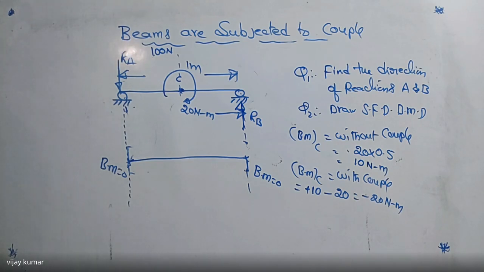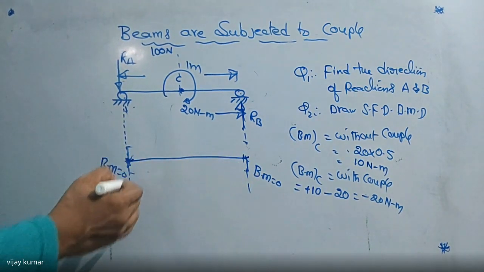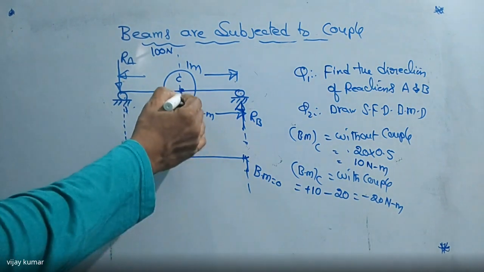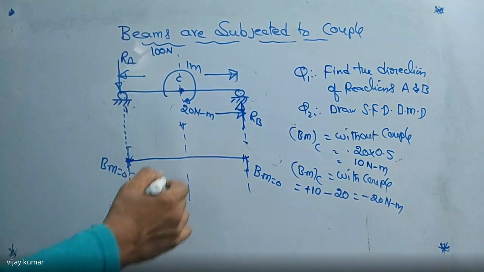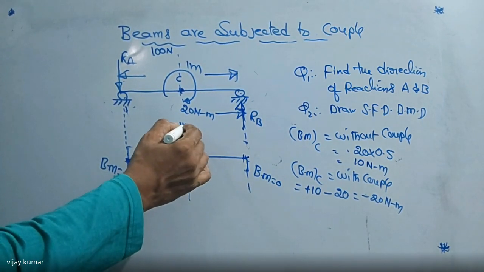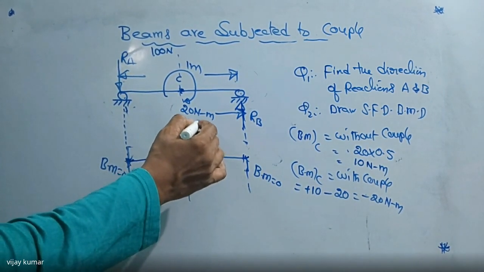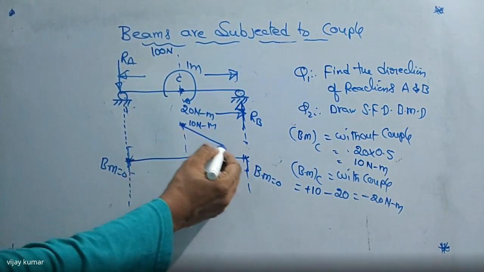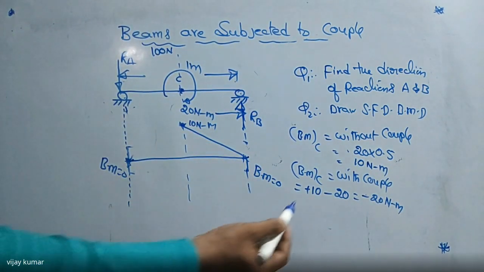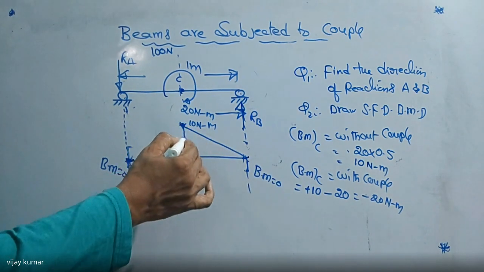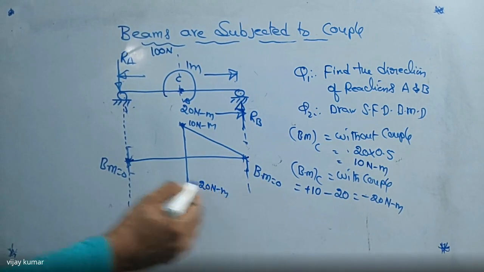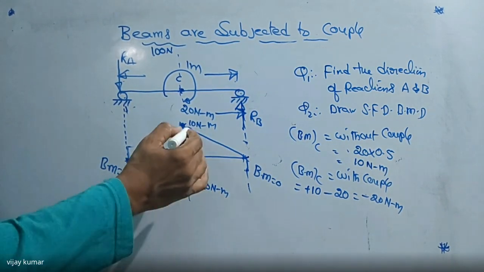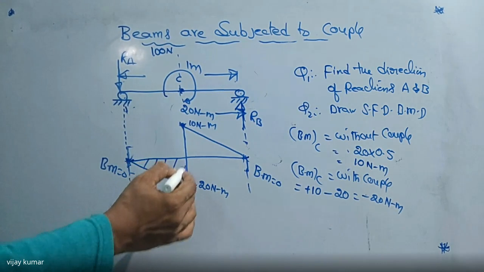Do you get my point? Now I'm going to draw the bending moment diagram. Take care about the bending moment diagram now. Here at this point, both become zero. Without the couple, what is the bending moment we are having? That is 10 Newton meter positive here. I'm going to join like this. And after that, with the couple here it is minus 20. I will come to this point, which is minus 20 Newton meter. I'm going to join like this. So this is the bending moment diagram for this case.